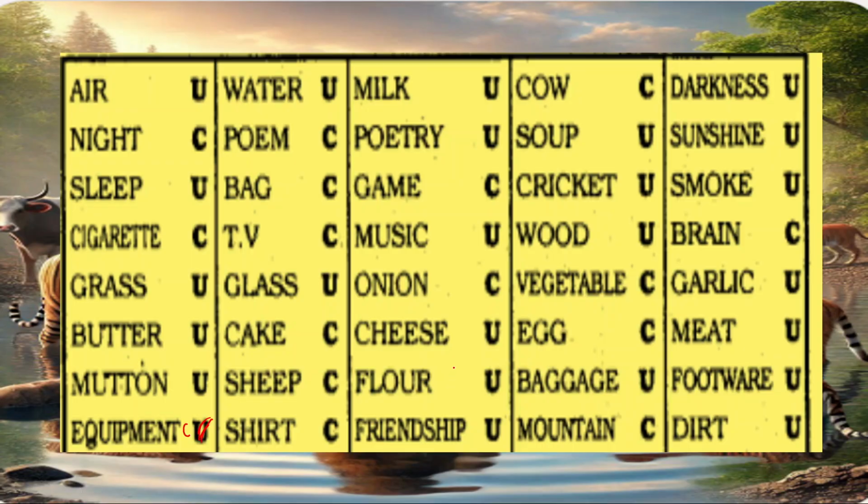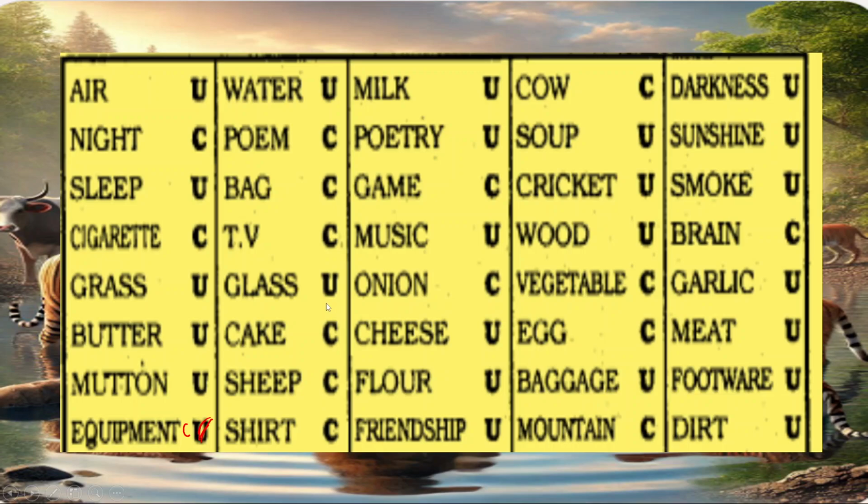Water is considered uncountable. If the number of bottles are there, you can count. But water in the sea, how can you? That's why it is uncountable. Poem, countable. Poems, bag countable. TV countable. Glass countable.